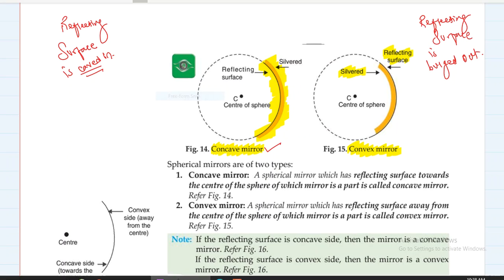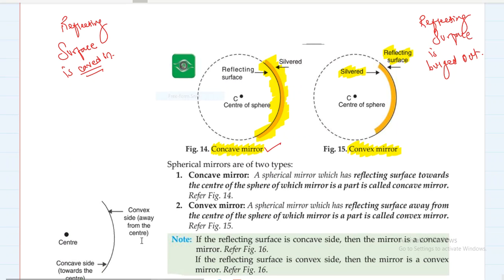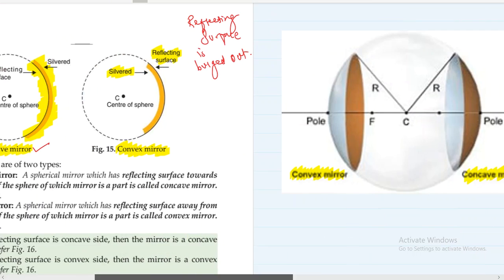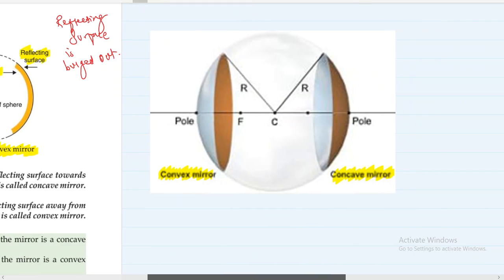So this is how spherical mirrors look in real life. If you want to see a spherical mirror in your home, you can see a spoon. A spoon has both spherical mirrors in it. The inner curved surface of the spoon is a concave mirror and the outer curved surface of the spoon is a convex mirror.